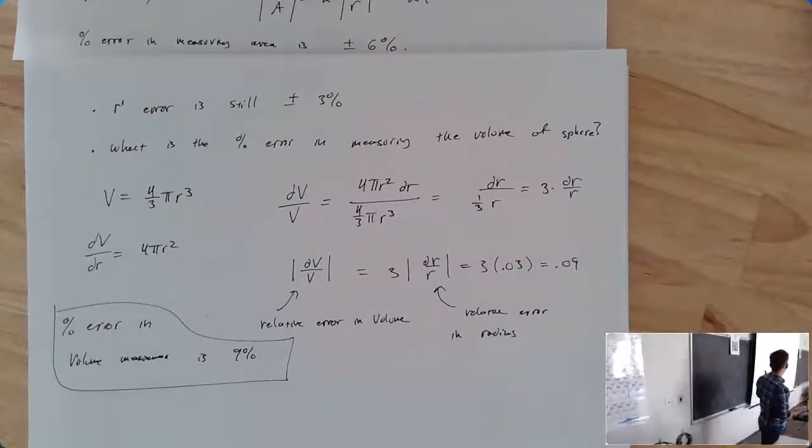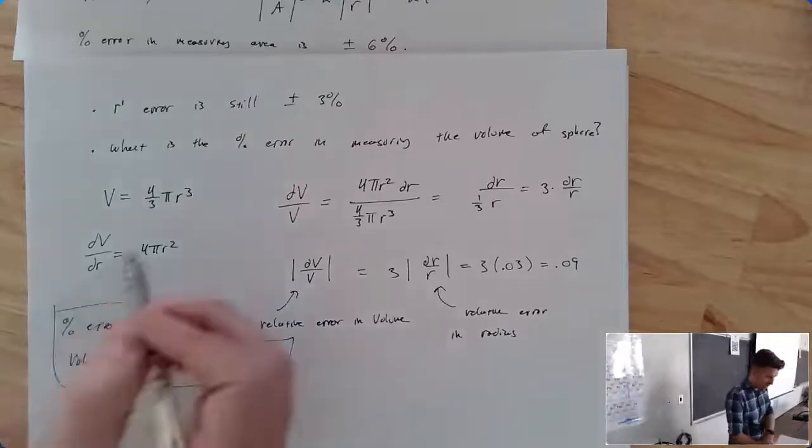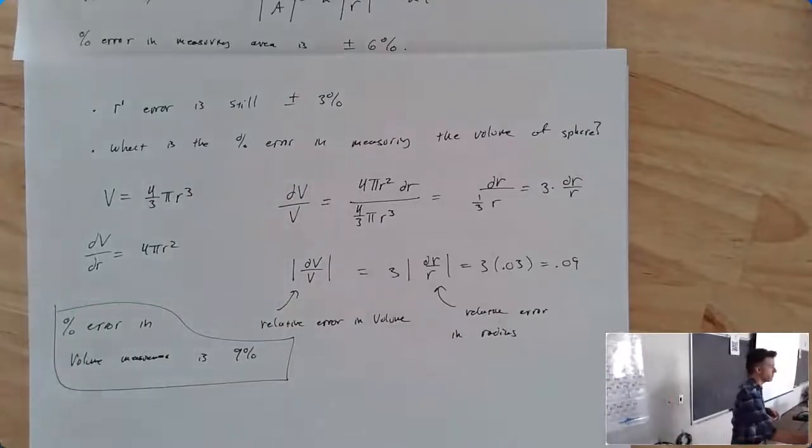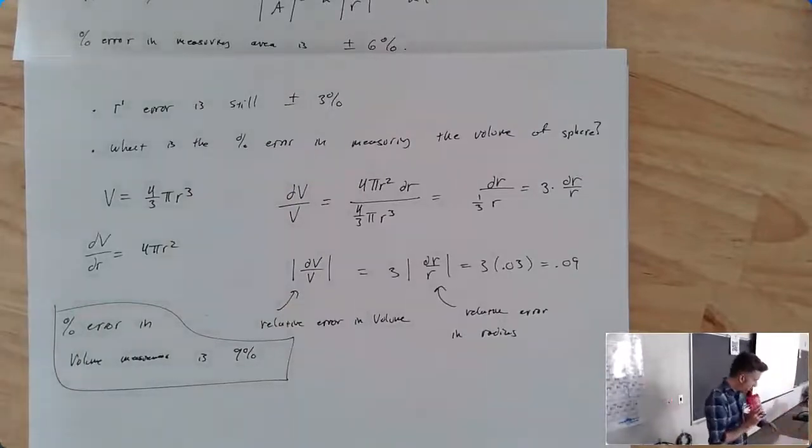So dV over dr, or as I would say, dV dr, is just the derivative of volume with respect to r. All I did is take the derivative of this and get 4/3 pi times 3r squared and cancel the 3's. Other questions about this?